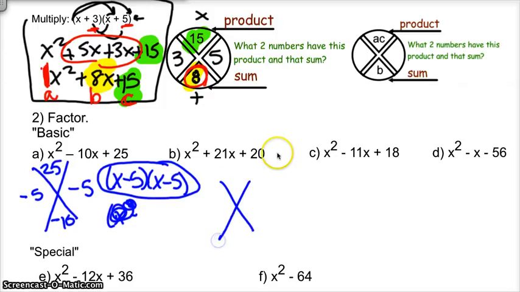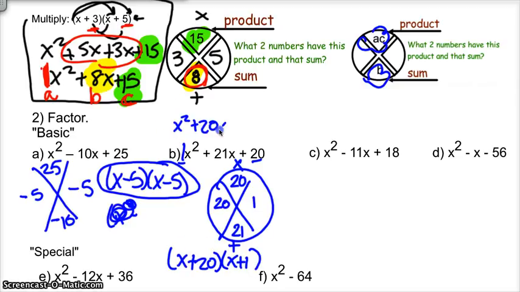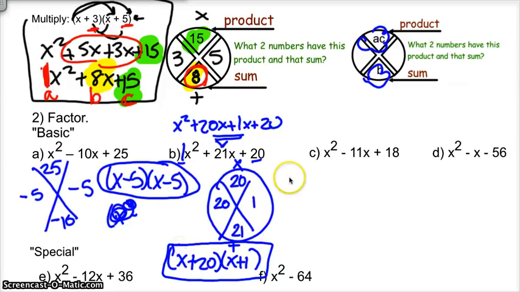All right, for the next one, you're going to put the values that you need in the proper spots in this product sum circle. So you're looking for things that multiply to give you 20, as 20 is that a times c value, and add to give you 21. Well, 20 times 1 multiplies to give me 20, and adds to give me 21. X plus 20 times x plus 1. If you were to double distribute, you'd get x squared plus 20x plus 1x plus 20. So when you combine like terms, there's your 21. So these are the two binomials that were multiplied to give you the trinomial. Let's do it again.